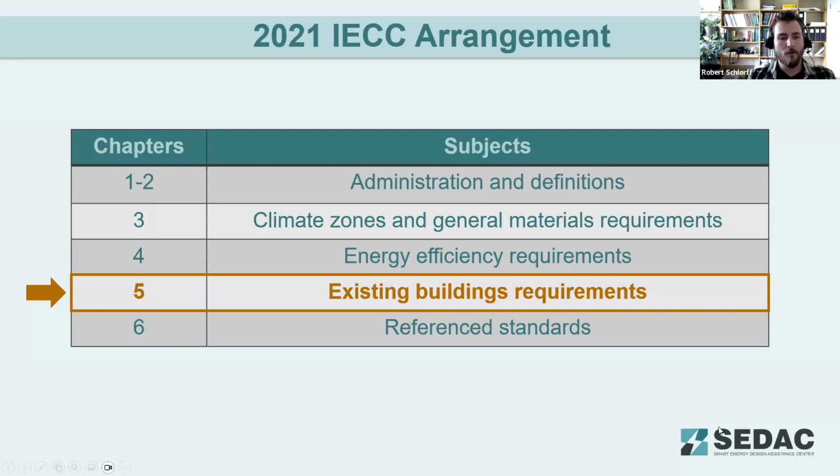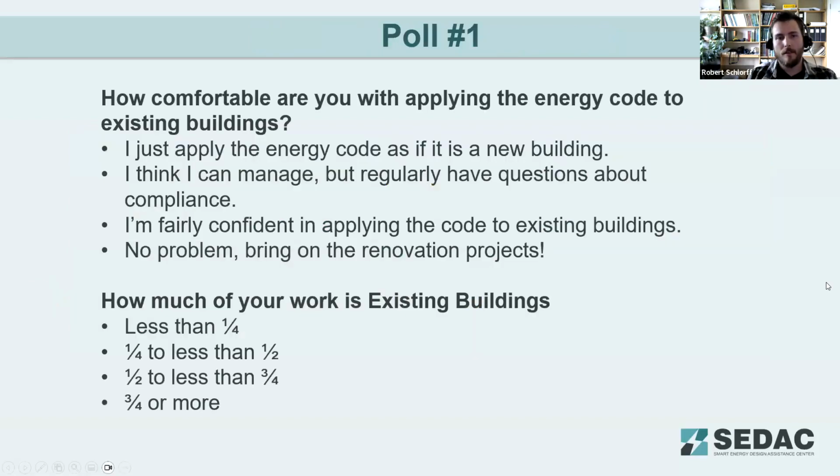Before we do that, though, we have a poll question to answer here before I hand it off to Sean to take us into chapter 5. First question, how comfortable are you with applying the energy code to existing buildings? I just apply the energy code as if it is a new building. I think I can manage, but regularly have questions about compliance. I'm fairly confident in applying the code to existing buildings, or no problem, bring on the renovation projects. And then the second question, how much of your work is existing buildings? Less than a quarter, less than half, less than 3/4, or 3/4 or more.